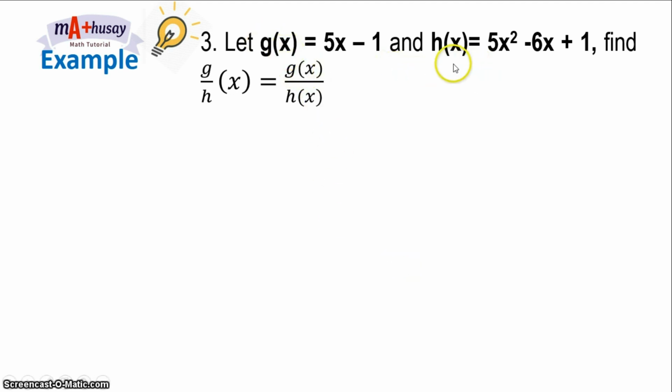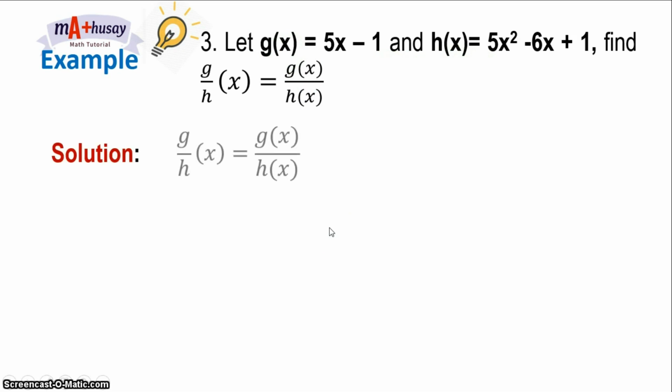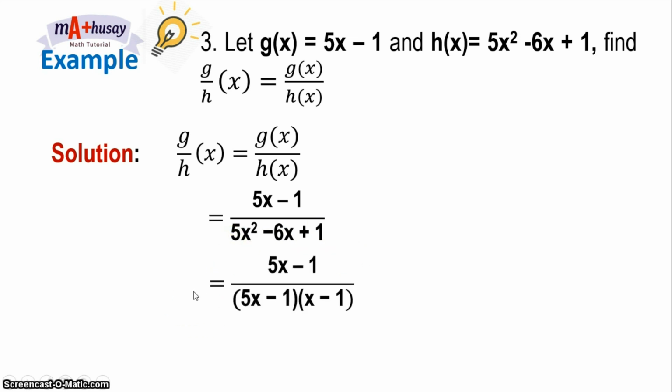So, i-divide natin yung function na g of x by h of x. Parang nagdi-divide lang ulit ng algebraic expression. So, magsisimula tayo sa numerator. Ang numerator natin ay 5x minus 1. Ang denominator naman natin ay 5x squared minus 6x plus 1. Now again, kung pwede pa nating isimplify ang ating denominator, pwede nating i-factor out para masimplify ang ating fraction. So, gagawin natin yon.